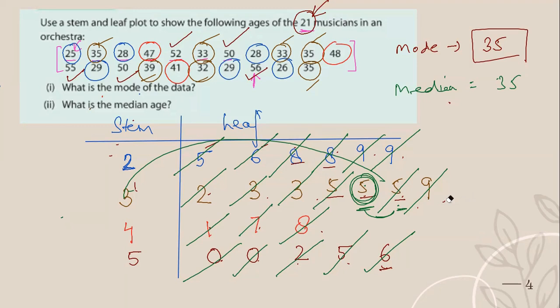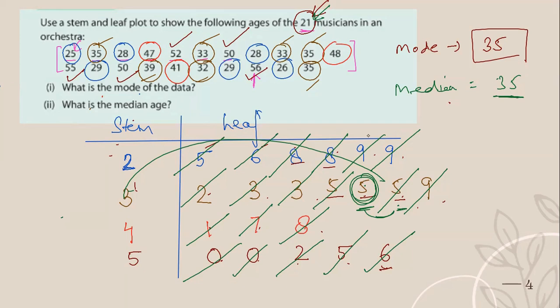For an odd number of observations, because I know that I have 21 and 21 is an odd number, under an odd number of observations I have a middle value. So this is 35, not 5, 35. I will connect every leaf with the stem. So it is 35. So the median is also 35.